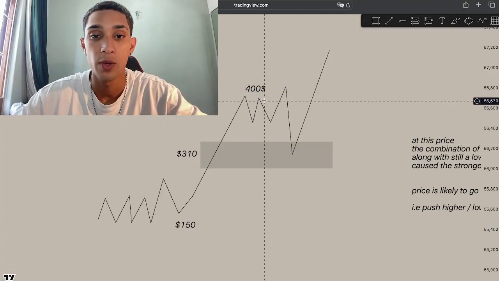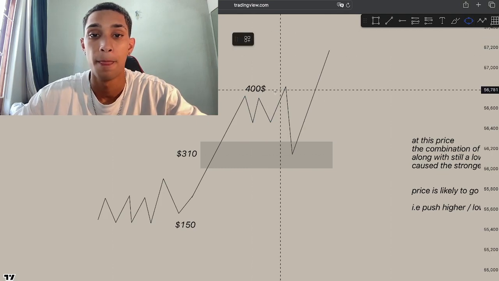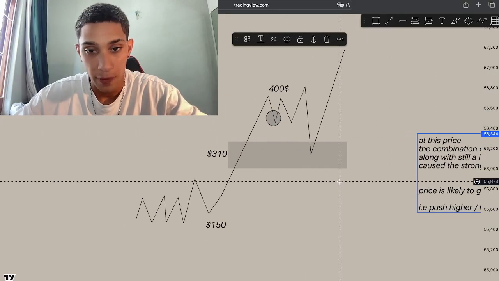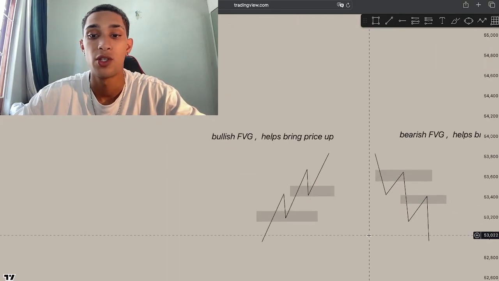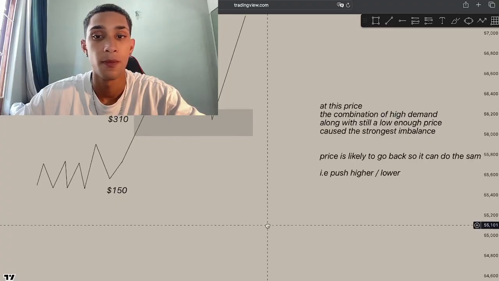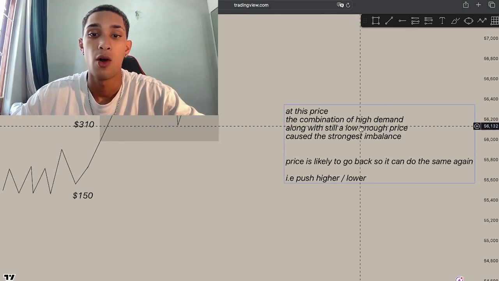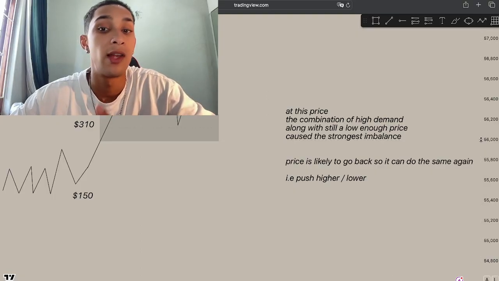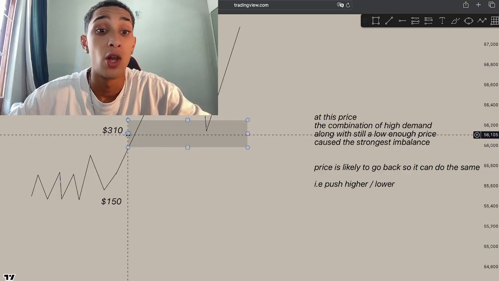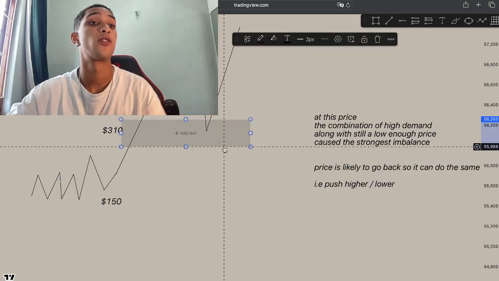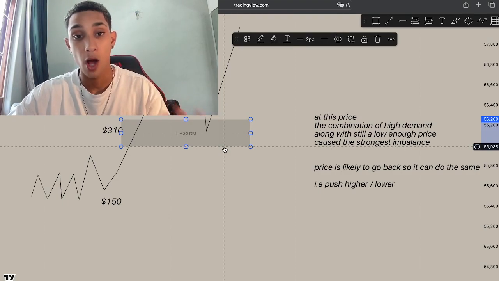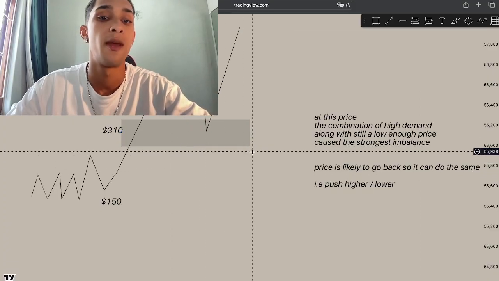And at this point, once we are at this point in price and in time, we're going to look back at the chart and see if there's a 3 candle pattern that looks like the one we just went over. That is going to be the zone where a combination of high demand along with a still low enough price caused the strongest imbalance. Again, what I said, a lot of people wanted it, but the price was also still low enough that people were willing to pay in large amounts and buy it and flood into it, and that caused an imbalance, right?